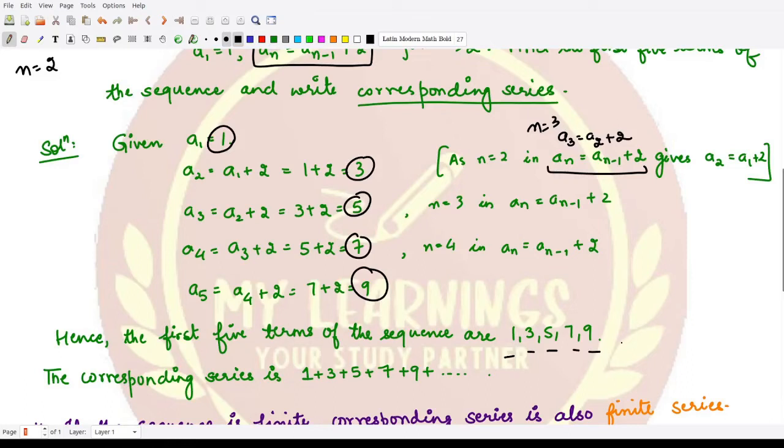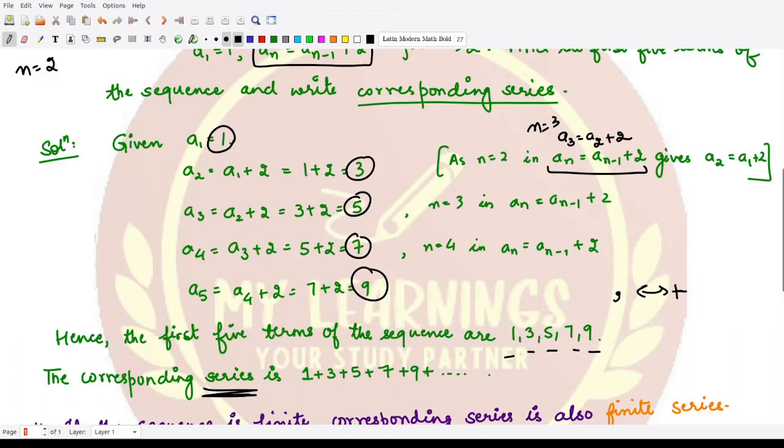Now this sequence has 5 terms. We are taking it up to 5 terms. So for this sequence, we may write a series, right? And how may we write it? We just replace this comma with the plus sign, so that we have 1 plus 3 plus 5 plus 7 plus 9 as our series.